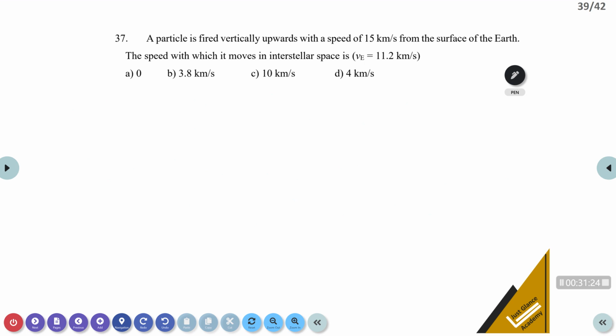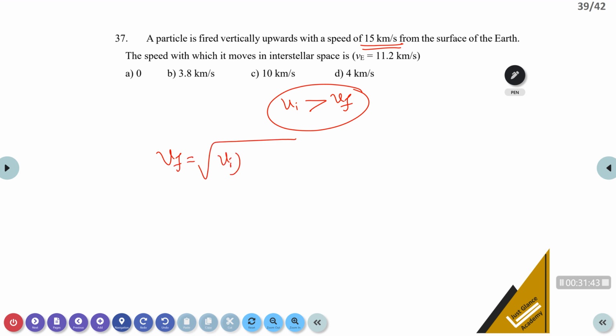37. A particle is fired vertically upward with a speed of 15 kilometers per second. You see, the initial speed is more than the escape velocity. Whenever the initial speed is more than the escape velocity and it enters into interstellar space, use the equation Vf equals the square root of Vi squared minus Ve squared. This is the shortcut method.